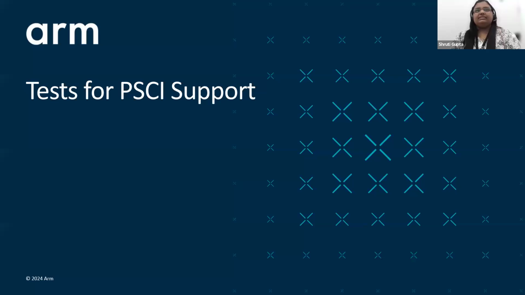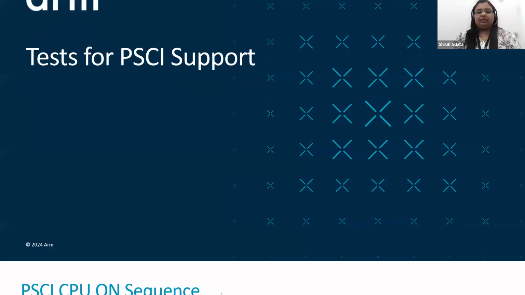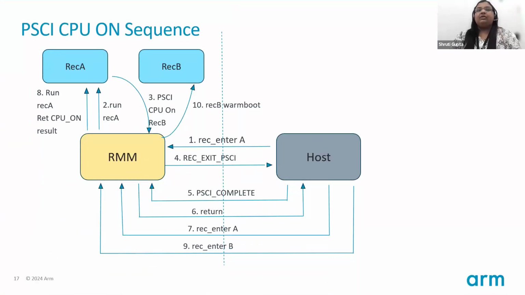So coming to PSCI support, this is how the RMM spec says the CPU on sequence should be, how the host can tell RMM, or a rec can request CPU on of another rec. This is all described in the RMM spec, and we have TF-TF test cases to validate this sequence.